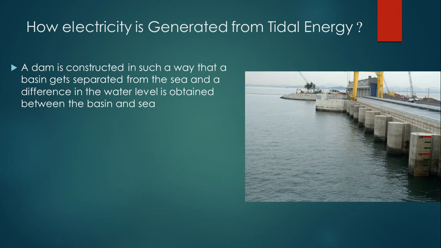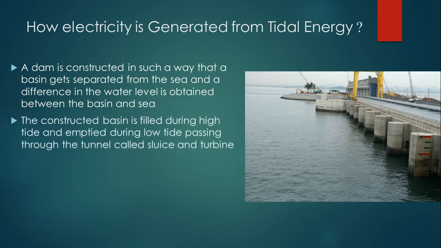Now what is a basin? A basin is the region of the sea which is separated from the sea by the wall called dam. A passage is kept in order to flow the water from sea to the basin or from basin to the sea. The constructed basin is filled during the high tide and emptied during the low tide, passing through the tunnel called sluice, and the turbine is mounted on that passage.